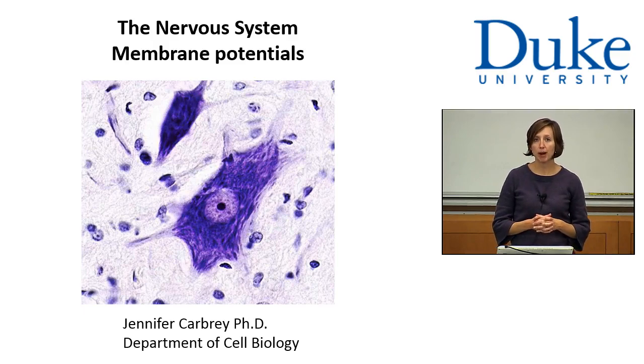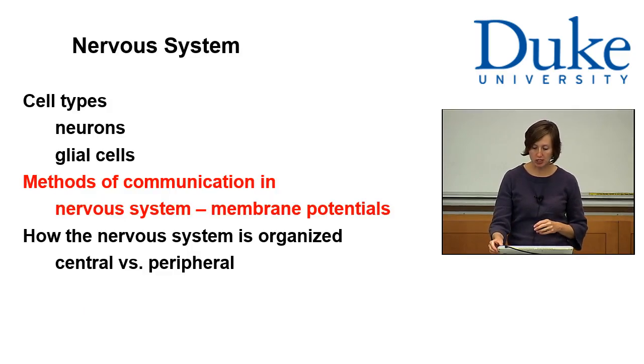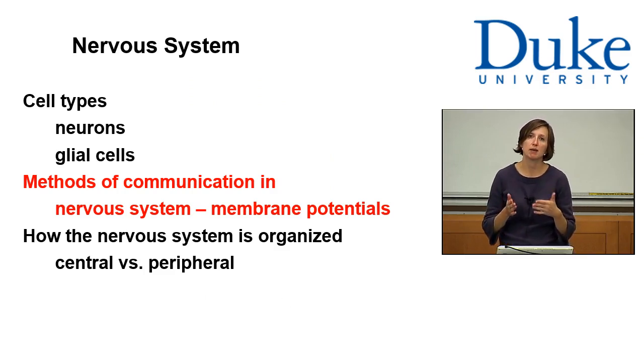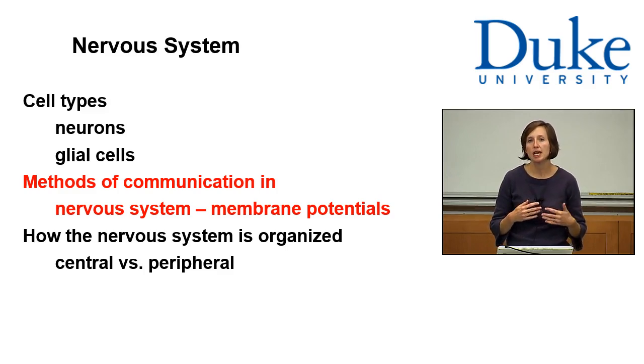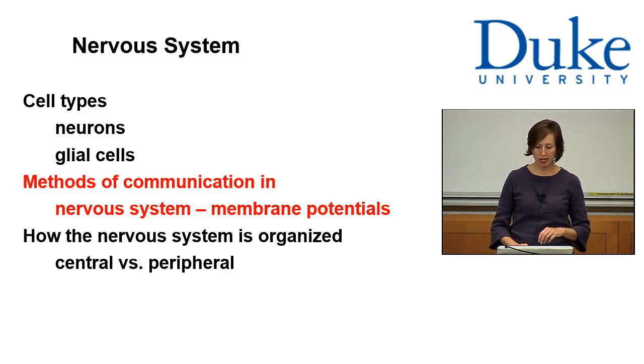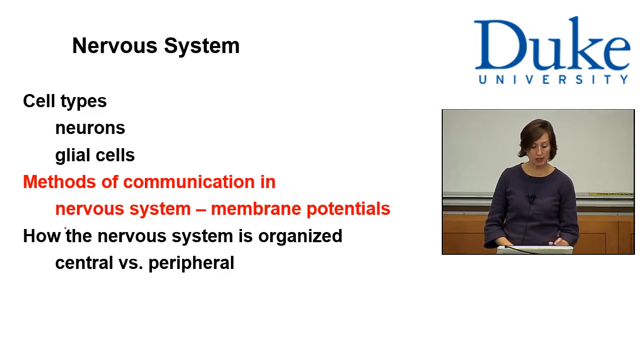We're going to talk about membrane potentials. So membrane potentials are going to be changes or differences in the amount of charge on either side of the membrane of cells. And in particular, we're going to talk about neurons. And this is going to be our first introduction into the method of communication in the nervous system.